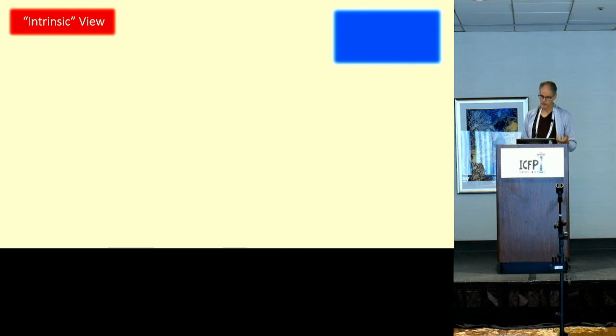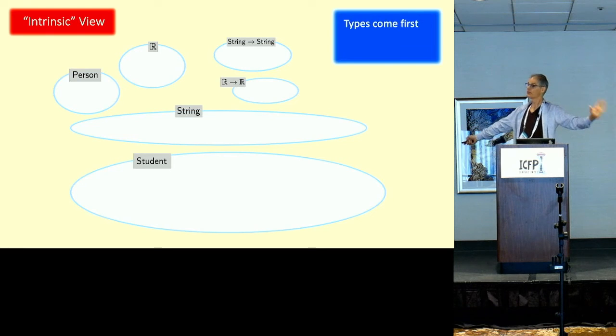In the other view, the intrinsic view, we do not begin with a universe of untyped computations. We begin with types. So we begin by writing down what are the types in this world.